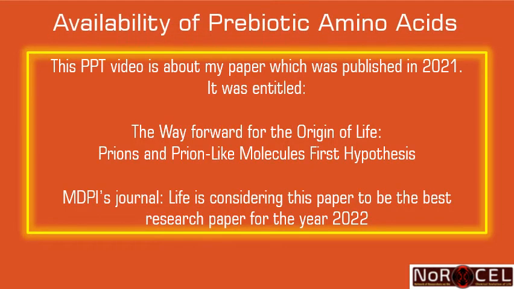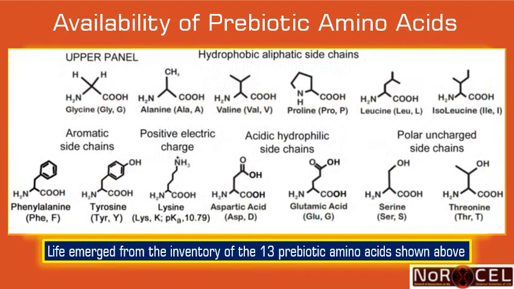Before I do anything else, let me talk about the availability of prebiotic amino acids during the chemical evolution of life. My researchers told me that there is a list of 13 amino acids altogether which were available, and one of the amino acids which is really absent, as will become clear in the story later on, is cysteine.